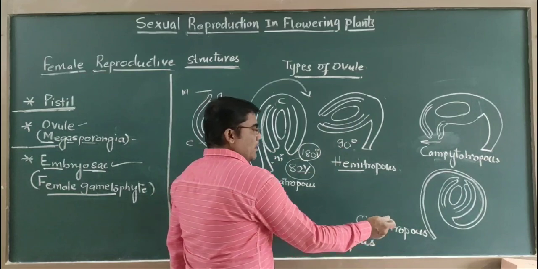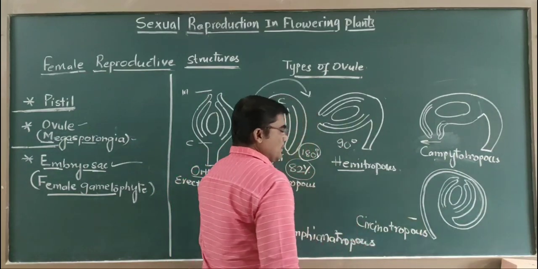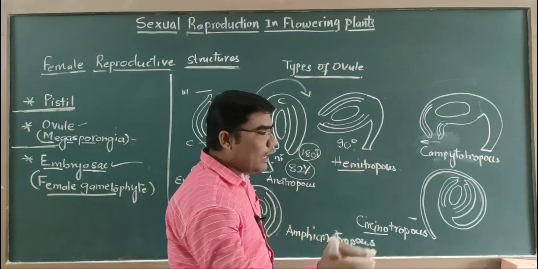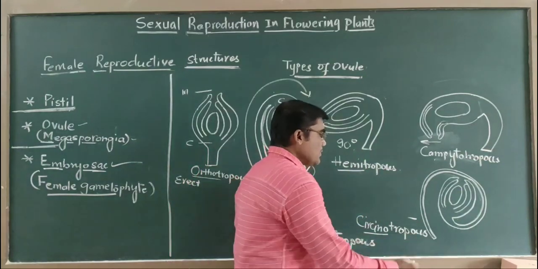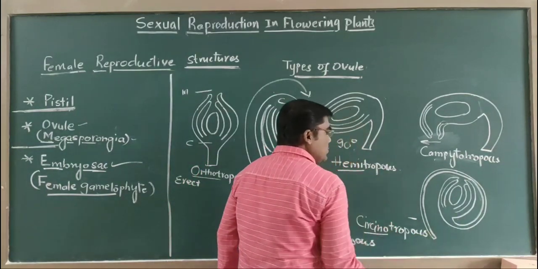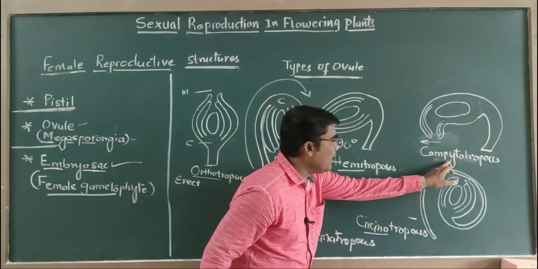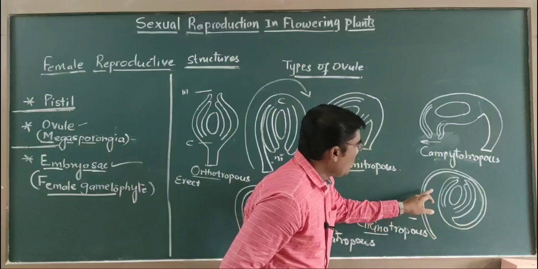Here we have another one, Circinotropous. Circino stands for circle, coil. It means that due to the luxuriant growth of the funicle, it is totally coiled.